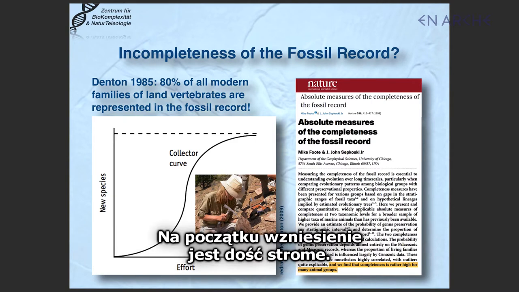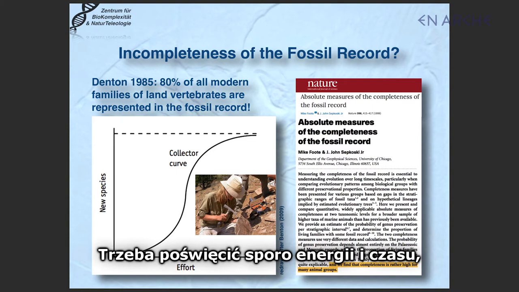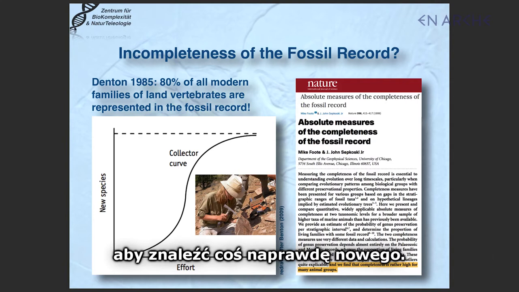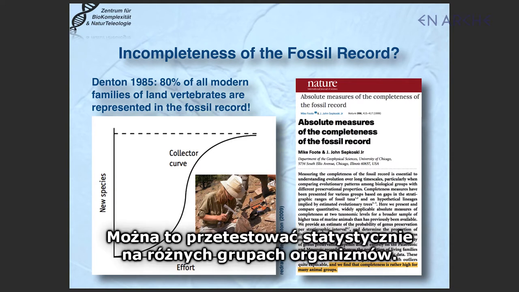In the beginning, you have a very steep curve. You just have to invest little energy or time to find a lot of new stuff. And later this curve flattens, and you have to invest a lot of manpower, a lot of grant money, you have to dig a lot around the whole earth to find interesting new fossils. And this you can test statistically over different groups of organisms.